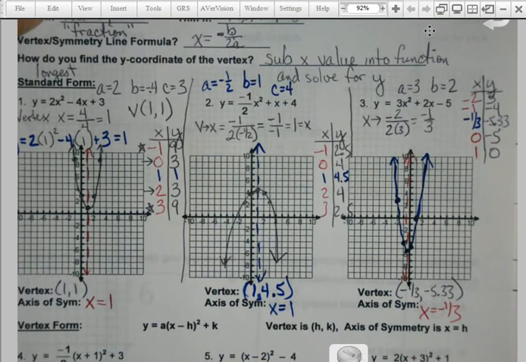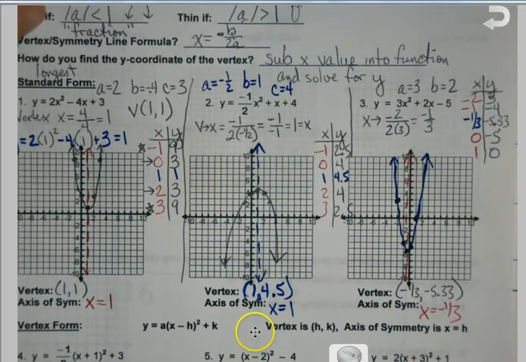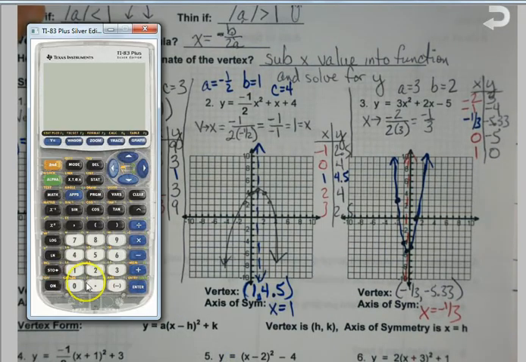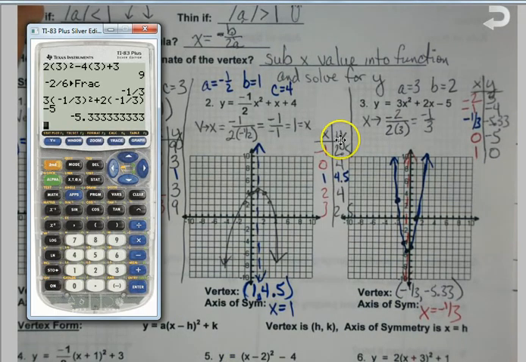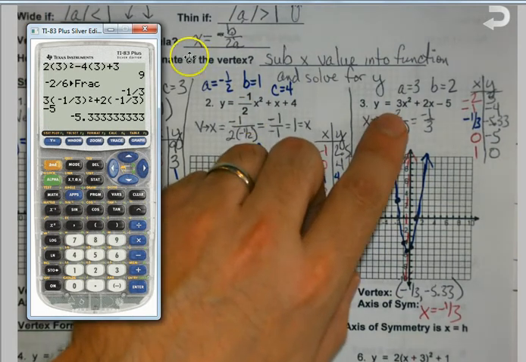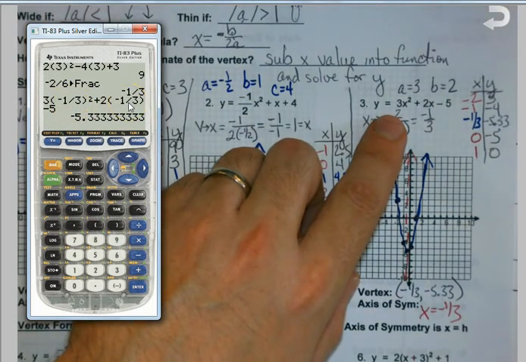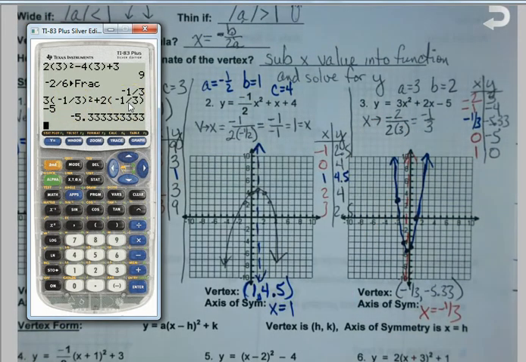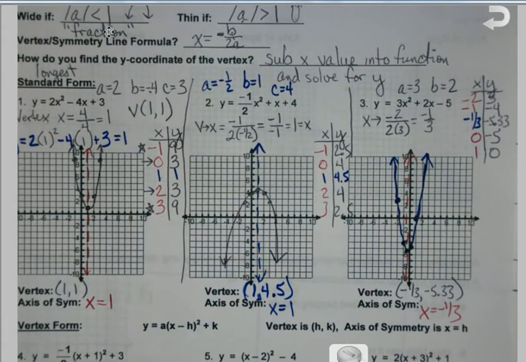How did you get 5.33? Oh, let me pop the calculator back up here. Basically, I took that negative 1/3 that I got for my x, and I plugged it in each of the places that I had x. So I had 3 times, and then I just stuck the negative 1/3 in for x. And that's where the negative 5.33 came from. But like I said, this is the trickiest one. This is the most work.